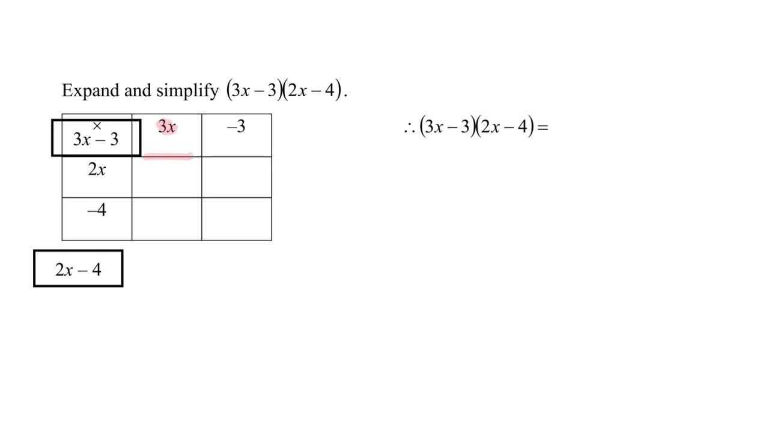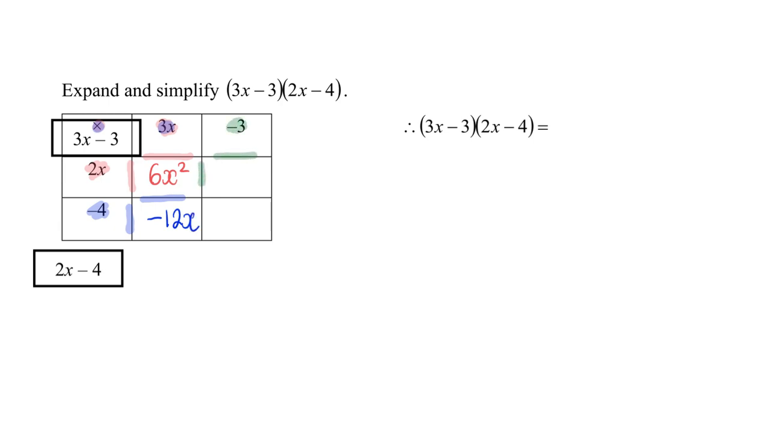Well, 3x and 2x. To find the area, I multiply 3x by 2x. This will give me positive 6x squared. So this is my 3x, and here this will be my negative 4. So to find the area, I multiply them. I will get negative 12x.